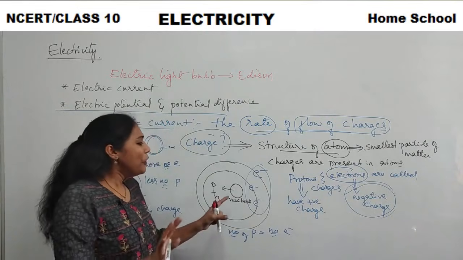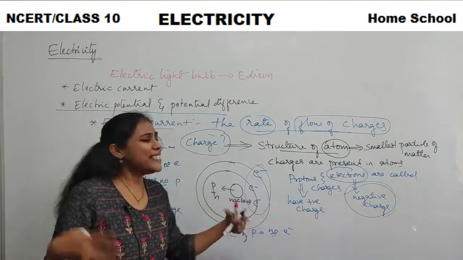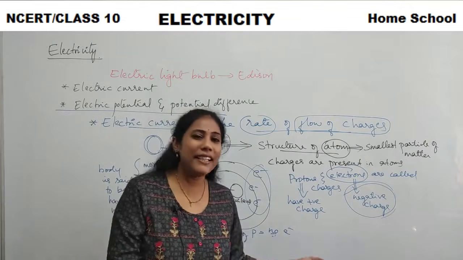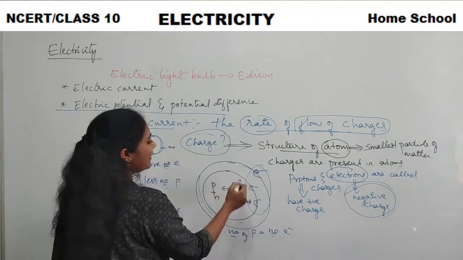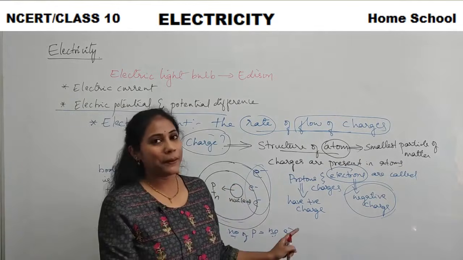Clear? So what happens? How do these electrons move? Definitely, we know the concept that electrons keep moving in the shell, right? I'm not talking about that movement.